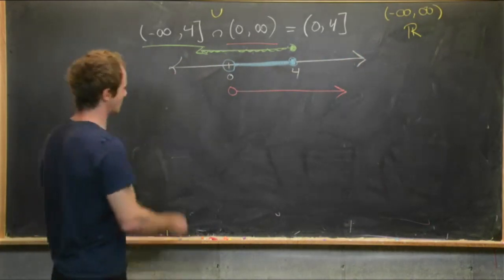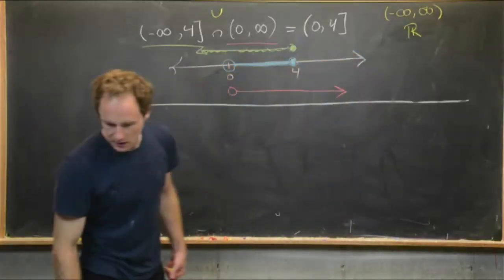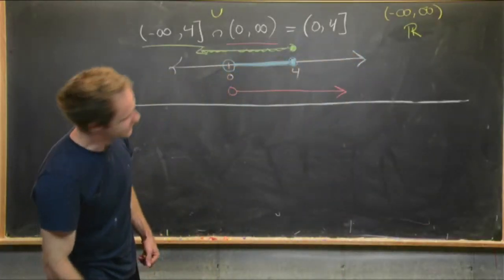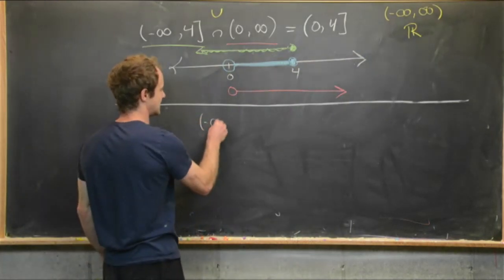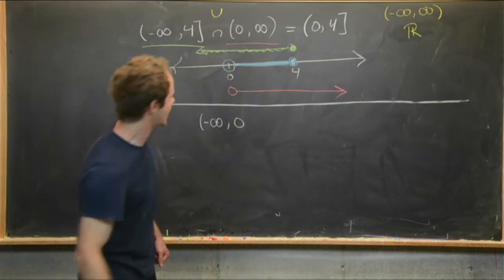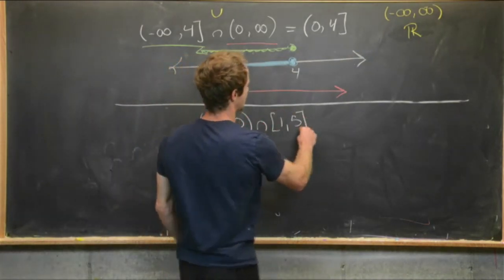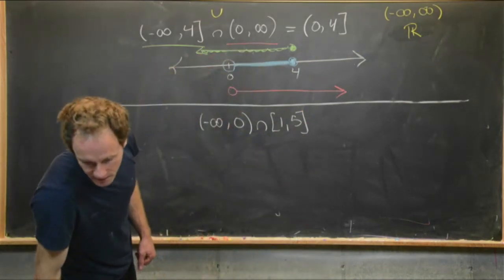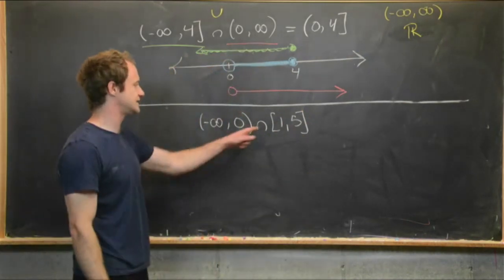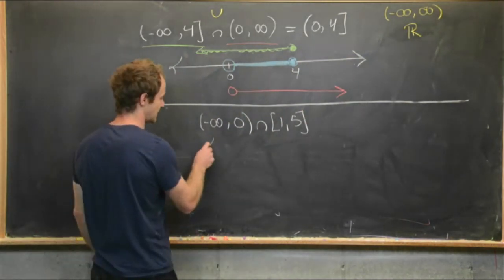Okay, so let's go ahead and look at this next one. This is going to be minus infinity to 0, intersect 1 to 5. Let's see, did I get the closures right? Yeah, so we do not include 0, but we do include 1 and 5. So we could do the same kind of thing.